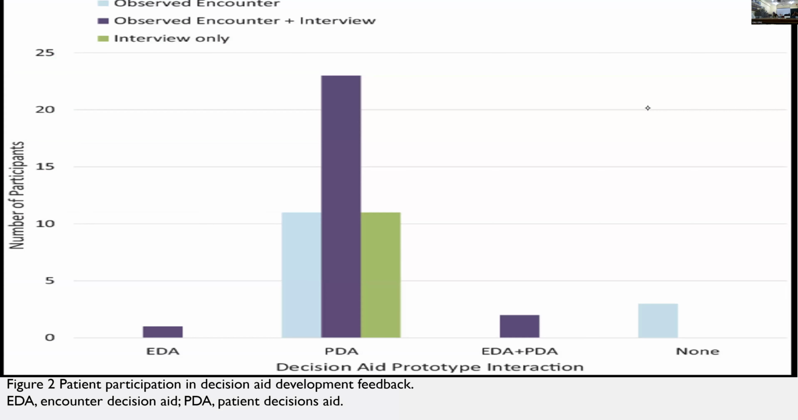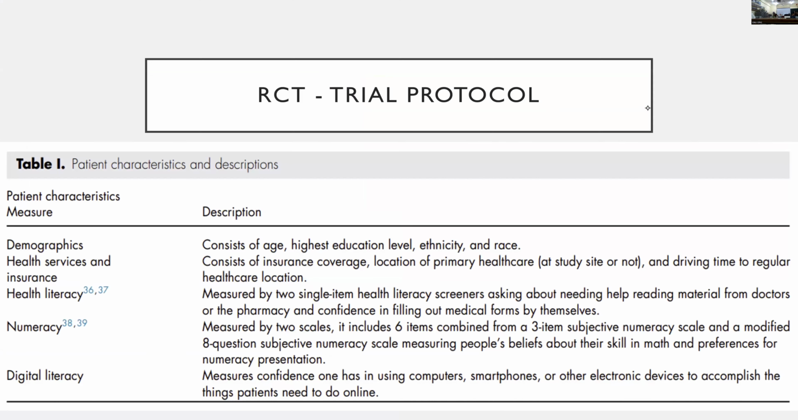The purple is the people who observed and were involved in the interview. These were the people who only observed, and these were the people who were only there for the interview. So in the final, they had 4 groups. They had a group which had no care, a group which had both the tools, one group which had only the patient decision aid, and one which had the encounter decision aid. So this is how they were distributed.